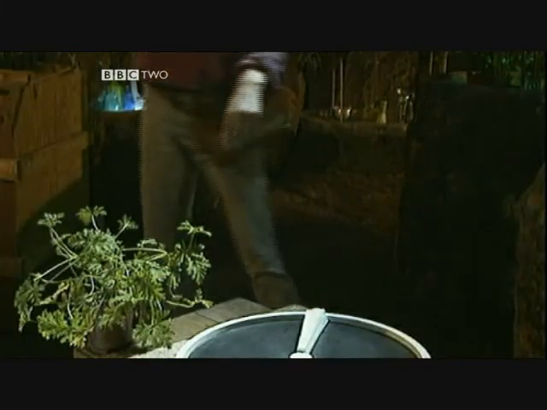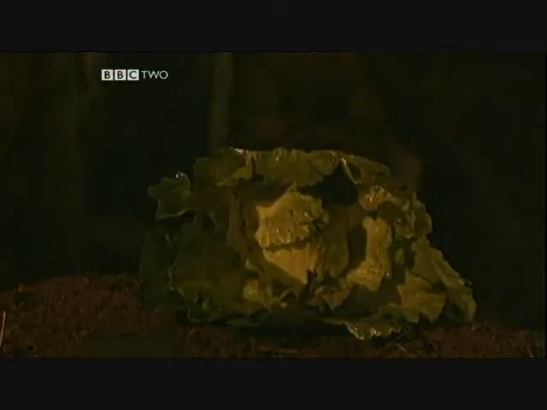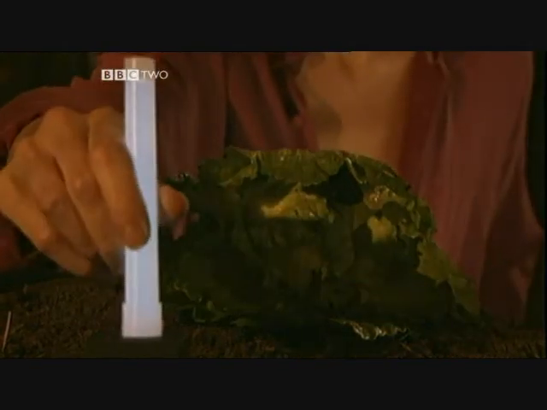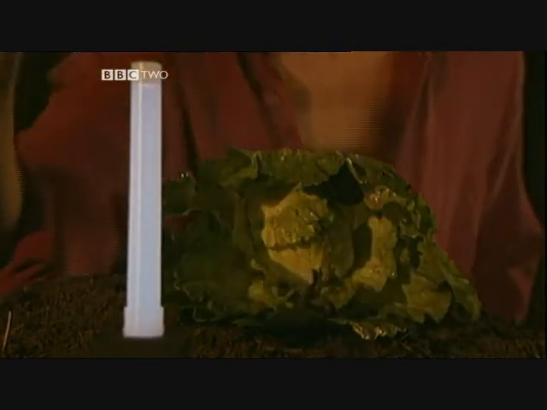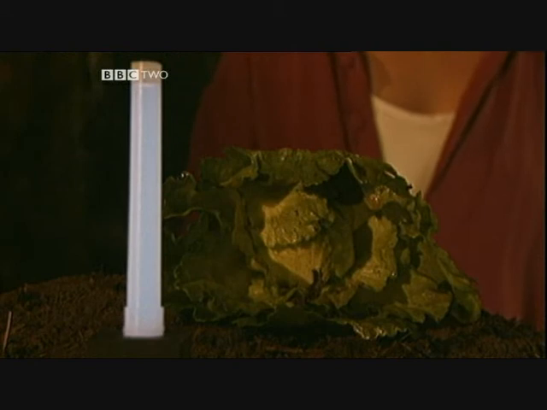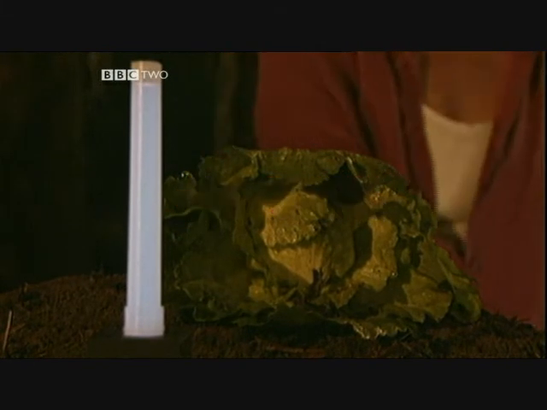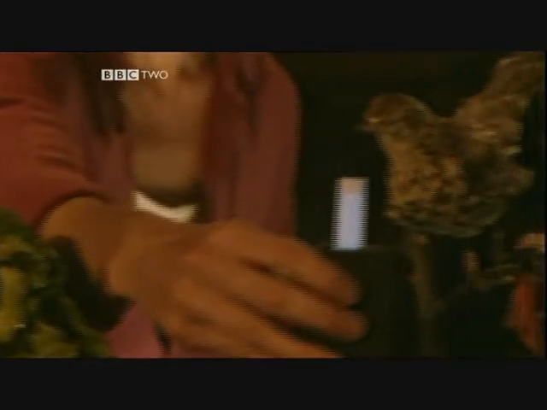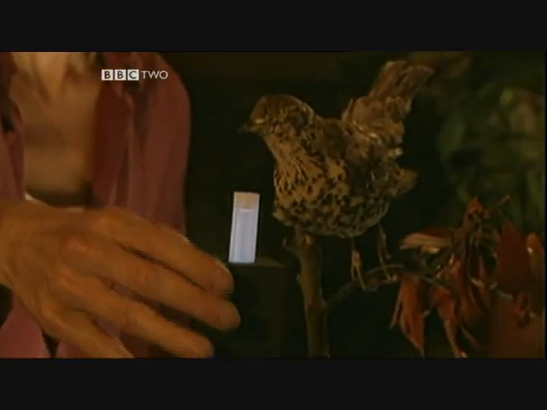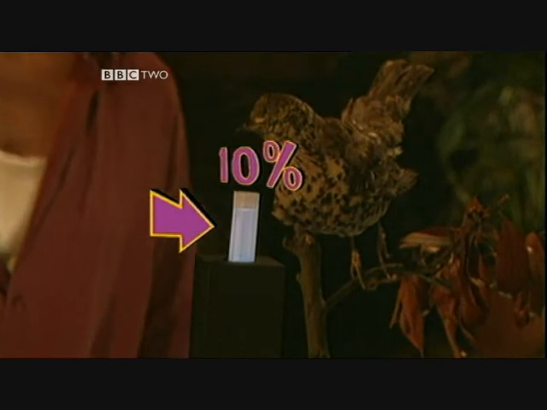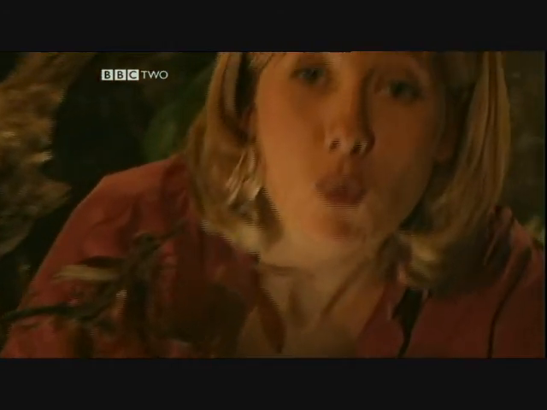So if all the energy that's stored in the plant and is available to the animals that eat it is represented by this light, how much is transferred to that animal? 90%? 50%? No, the amount of energy transferred to the animals is around 10%. But what happens to the 90% that isn't?